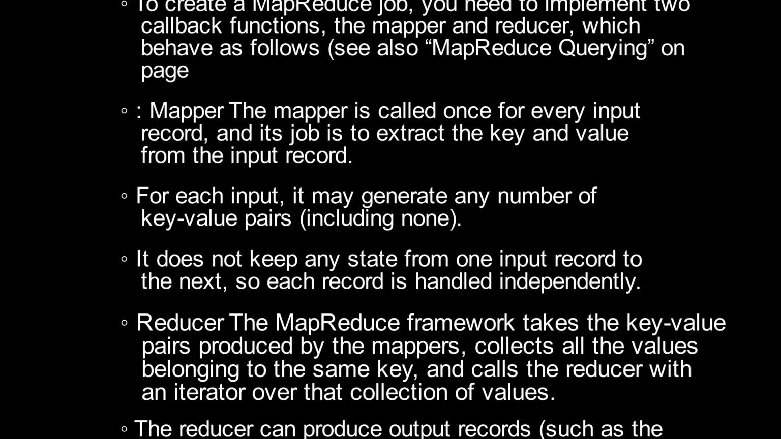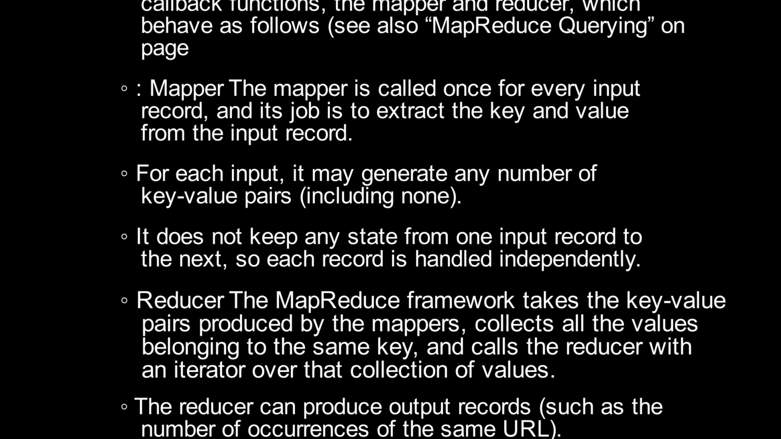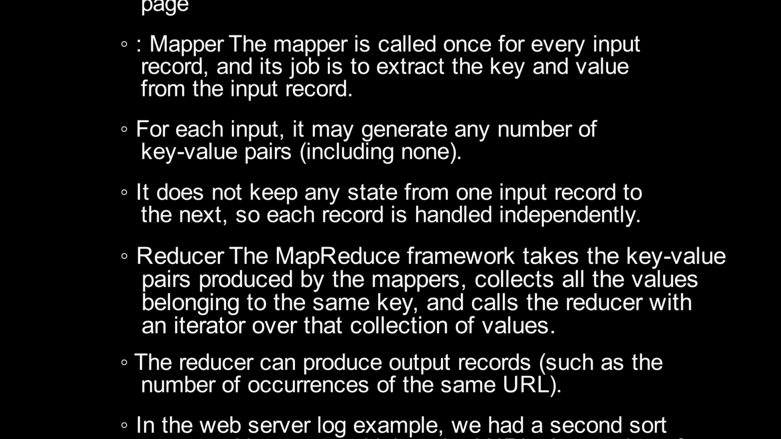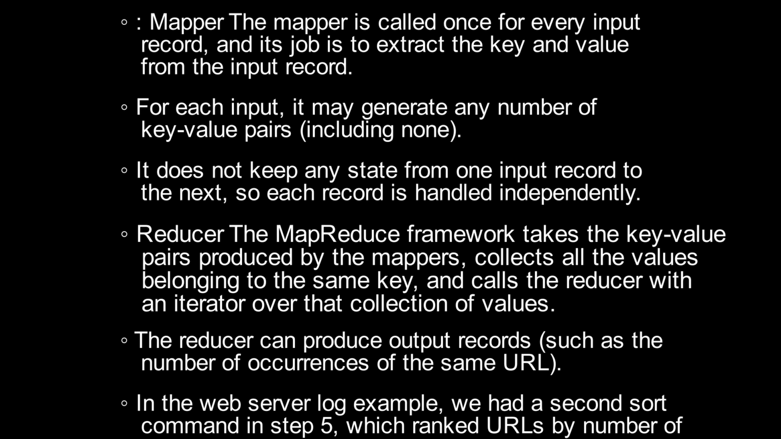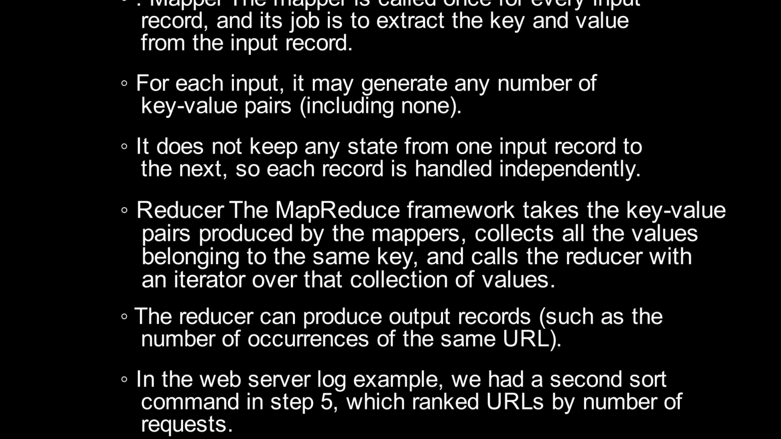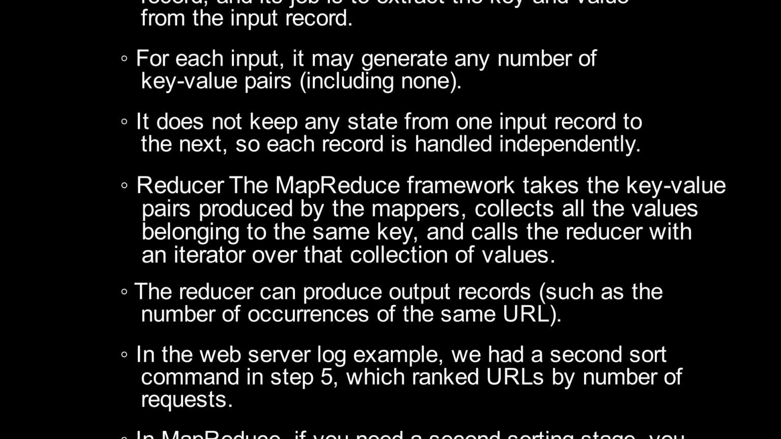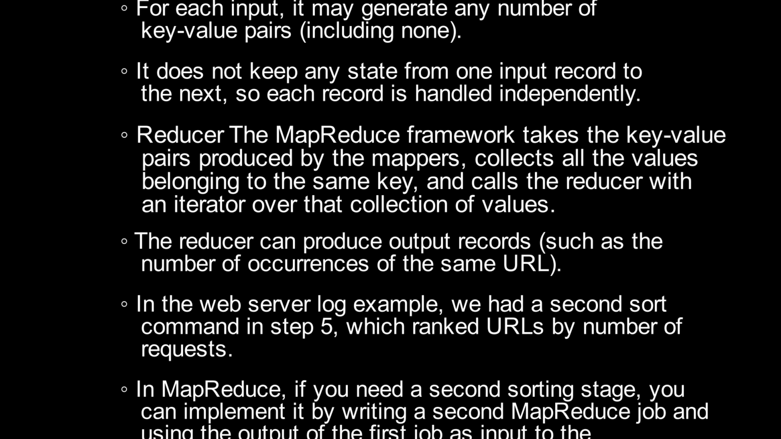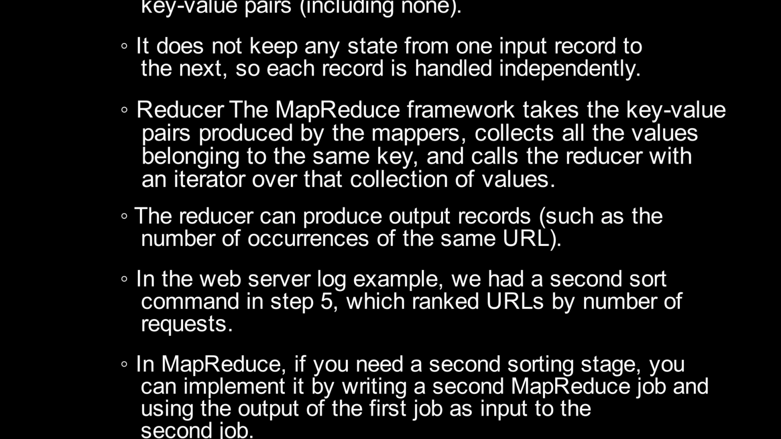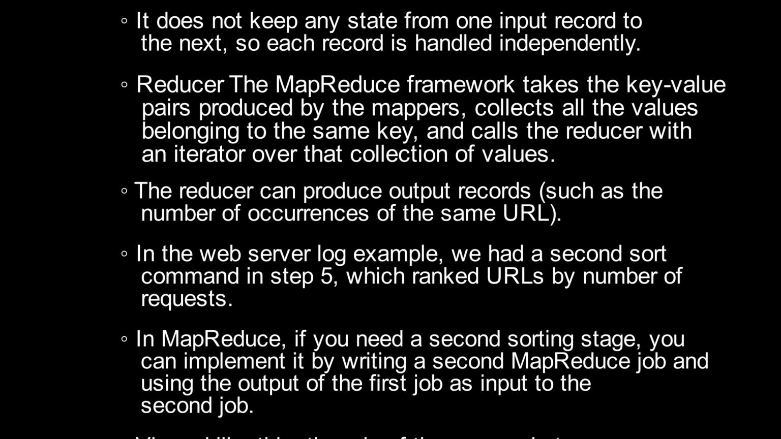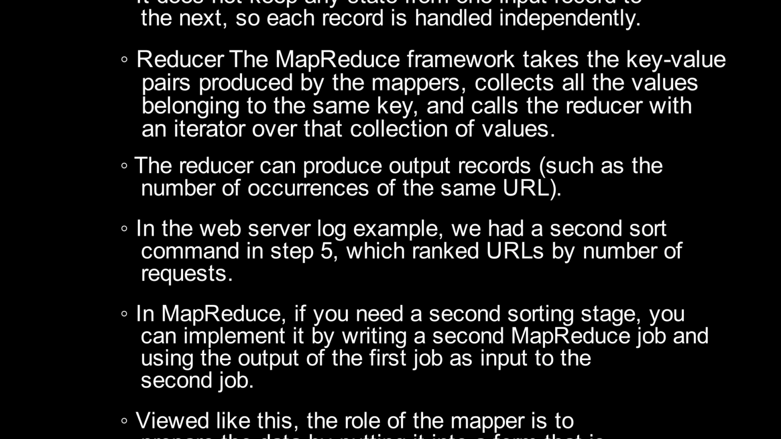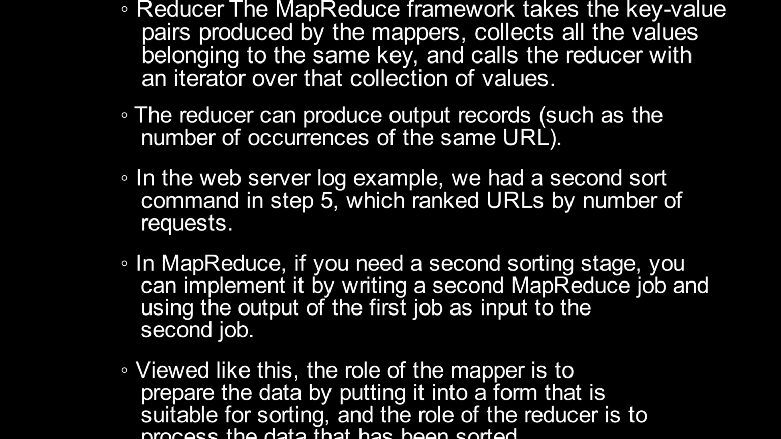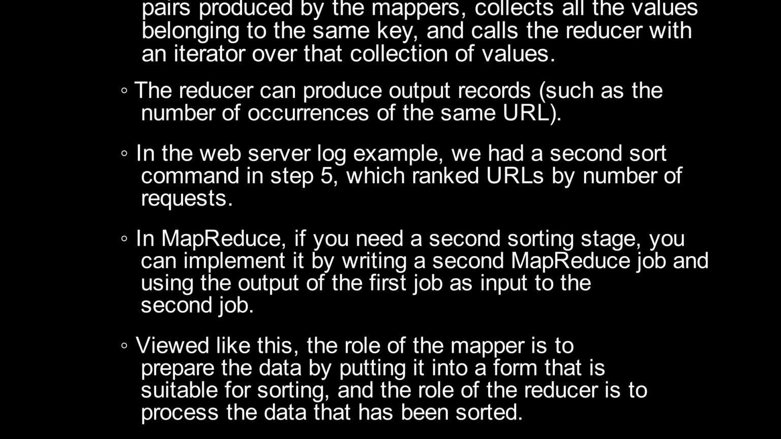Reducer: the MapReduce framework takes the key value pairs produced by the mappers, collects all the values belonging to the same key, and calls the reducer with an iterator over that collection of values. The reducer can produce output records, such as the number of occurrences of the same URL. In the web server log example, we had a second sort command in step 5, which ranked URLs by number of requests. In MapReduce, if you need a second sorting stage, you can implement it by writing a second MapReduce job and using the output of the first job as input to the second job.